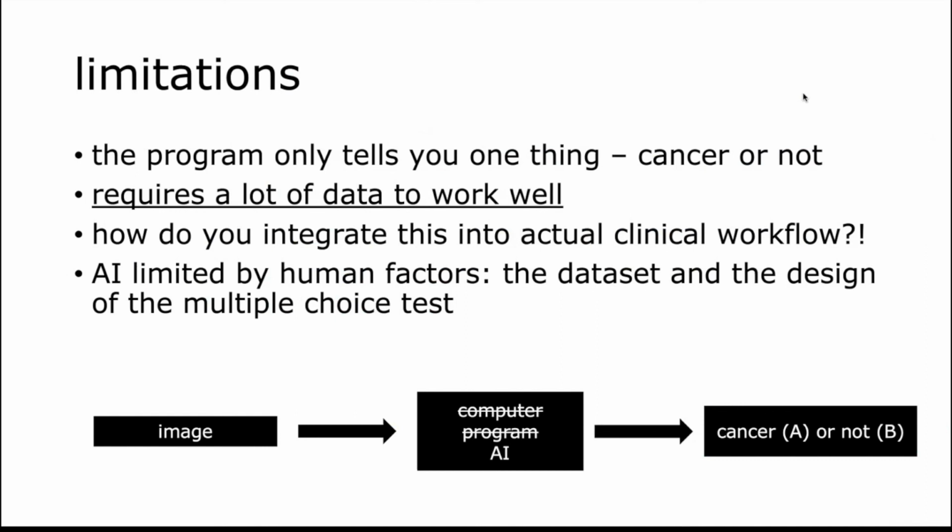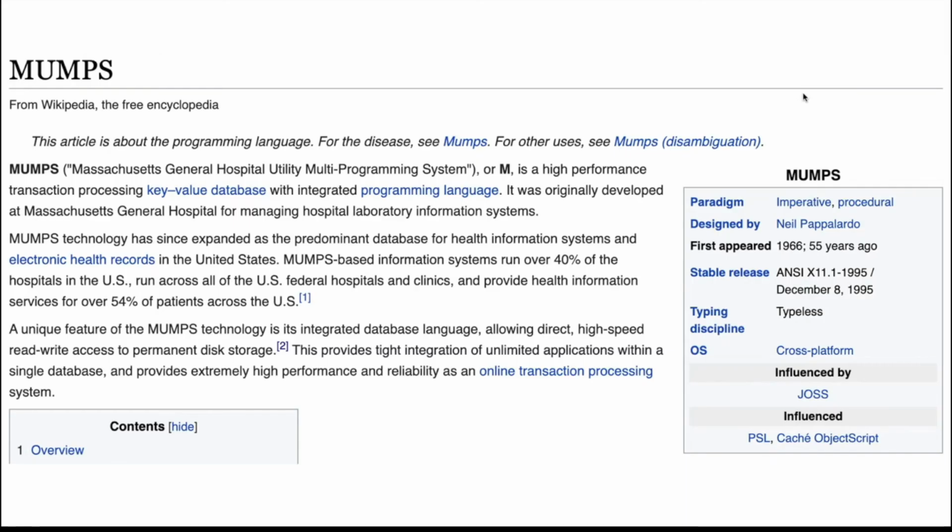So delving a little bit into one of the other issues requiring a lot of data. It turns out that the computer systems designed for healthcare were put into place actually a long time ago. People that don't work in this space aren't necessarily as familiar with this. But for example, I pulled this from Wikipedia: the underlying language used by 40% of the hospitals in the U.S. and for 54% of the patients first appeared in 1966. So we're talking about something that's 50 years old that we still use for a variety of reasons.